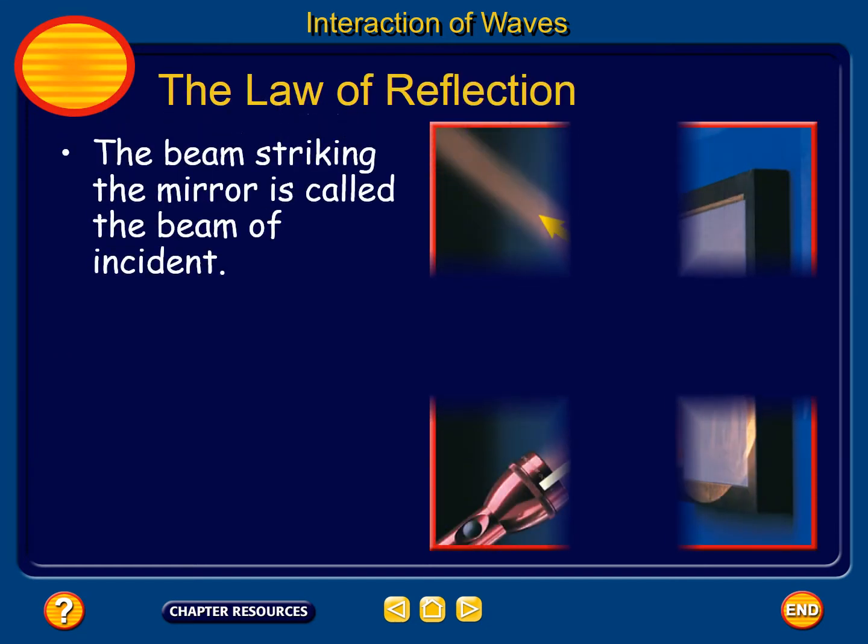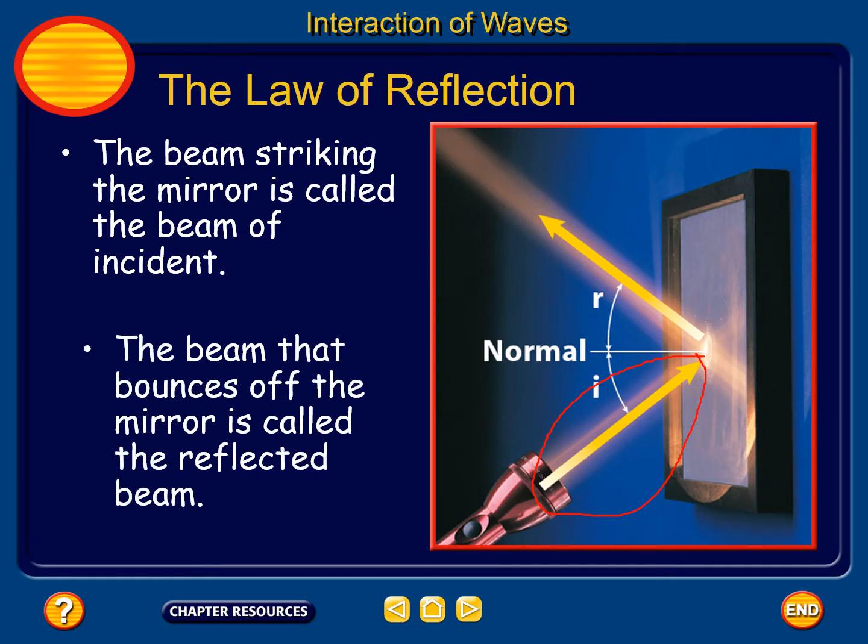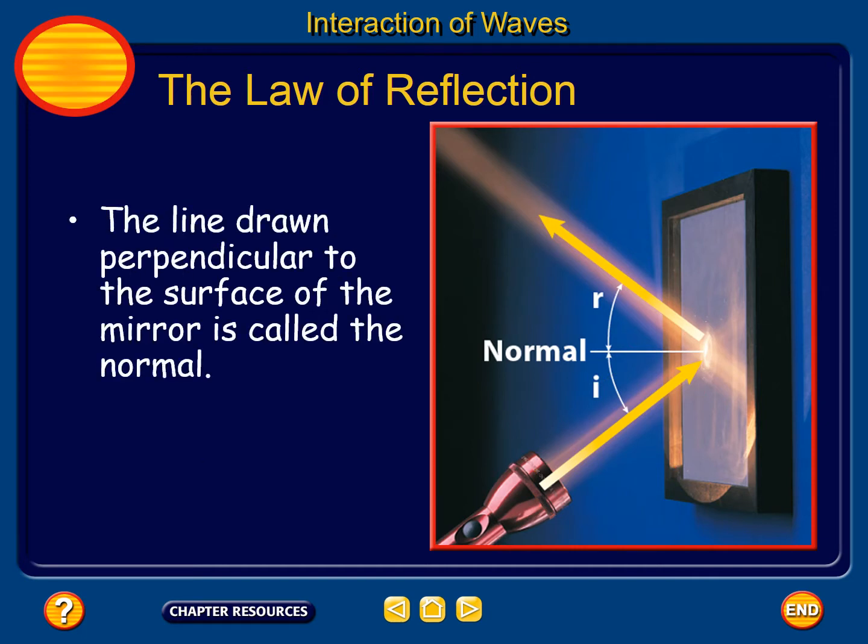The law of reflection. The beam striking the mirror is called the beam of incidence. So as you can see here in the picture, this is the beam of incidence. The beam that bounces off the mirror is called the reflected beam. And in this picture, this is the reflected beam. The line drawn perpendicular to the surface of the mirror is called the normal. So in this picture, you can see the normal here. This is the line perpendicular to the surface.